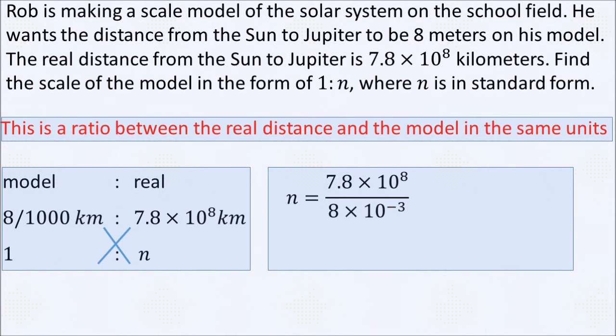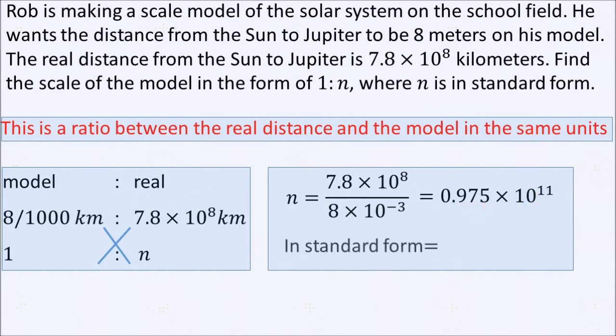From the video that we have done tackling powers, when we divide the same base, which is in this case 10, we subtract the powers, and therefore it is going to be 10 to the power 8 minus 3, which gives us 10 to the power 11, and then we divide the 7.8 divided by 8. This gives us 0.975, and hence the answer is 0.975 times 10 to the power 11.